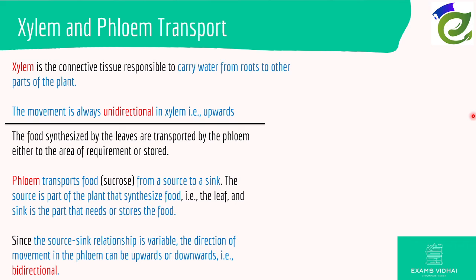So what about phloem? Phloem is the transportation for food, from the leaves as the source to the sink. Since the sink and source relation can vary, the movement can be both upwards or downwards in phloem. So phloem can go bidirectional, that is from leaves to other leaves, from leaves to branches, from leaves to roots. So it's both upwards and downwards in phloem.